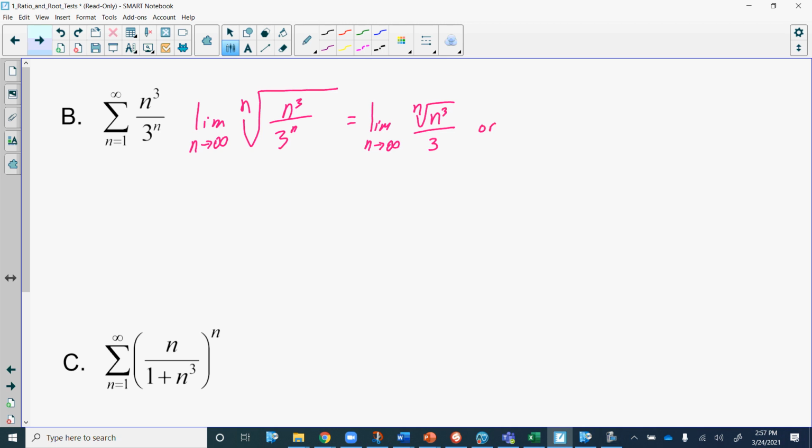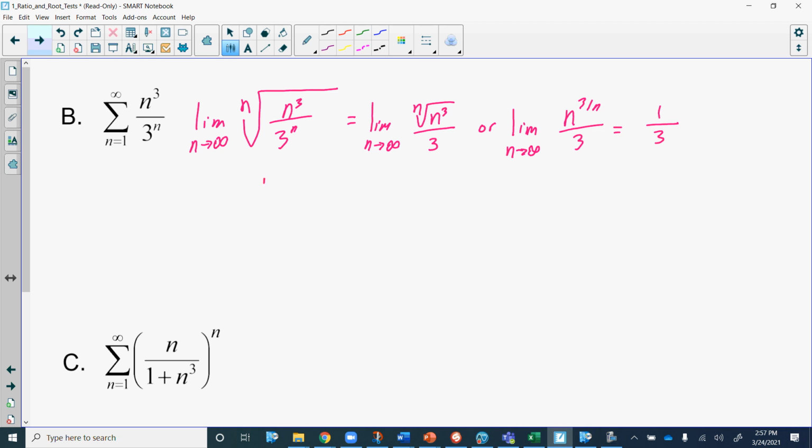You could look at this also as the limit as n approaches infinity, and we can rewrite the numerator as an exponent, n to the 3 over n power. You can play around with it like that as well to see what the numerator is going to do. But as n goes towards infinity, as n gets bigger and bigger, the numerator approaches 1. So we wind up with 1/3 for the limit, which is fine.